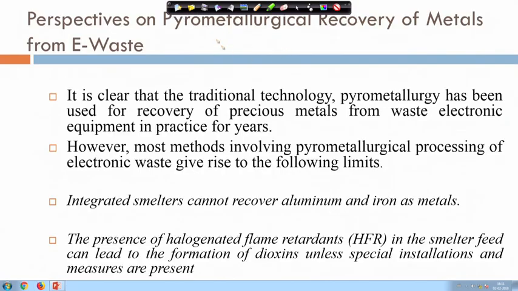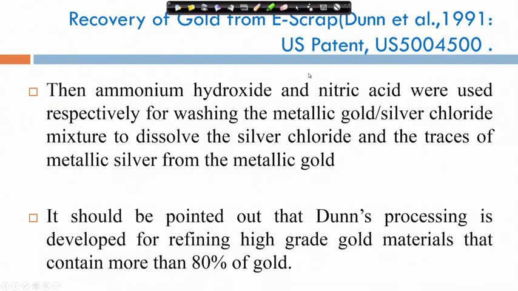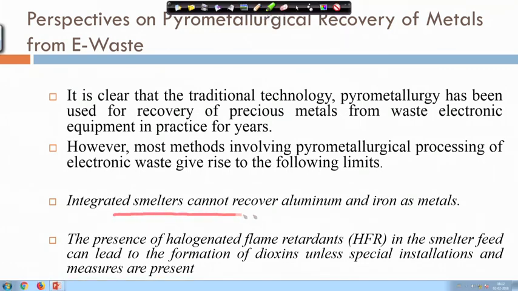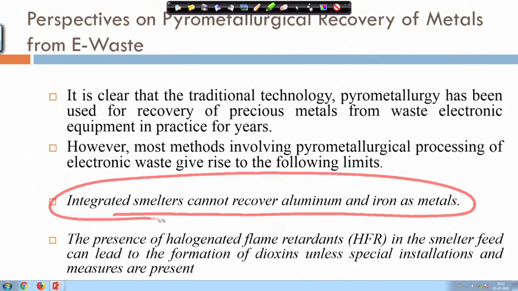So it is clear that, if you look at the pyrometallurgical process that we have been trying to see in this lecture so far, in terms of traditional technology, pyrometallurgy is used for recovery of precious metal from waste electronics. It is practiced for years. However, most methods, even this one, give rise to the following limits. The integrated smelter cannot recover aluminum and iron as a metal. So that's one problem we have.